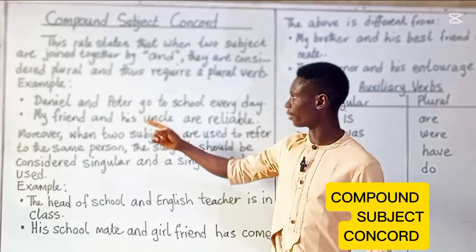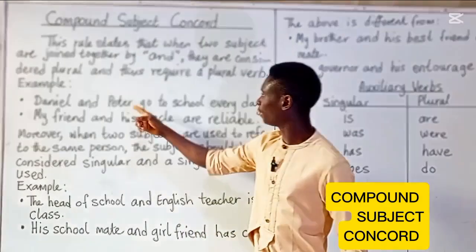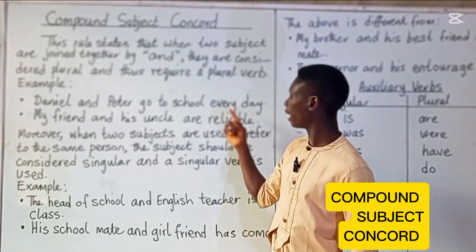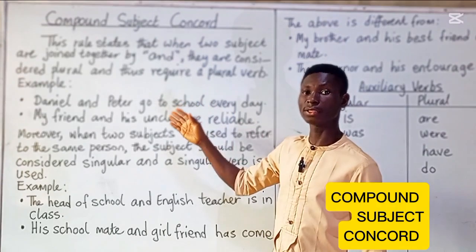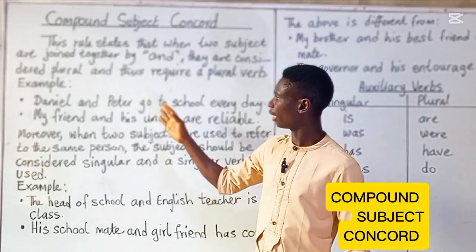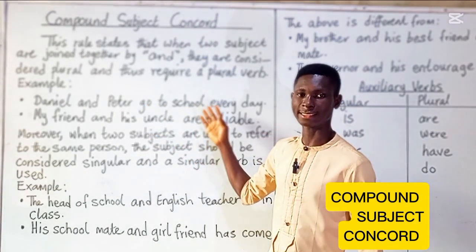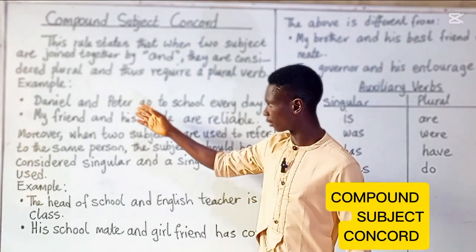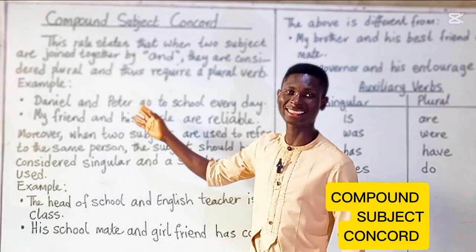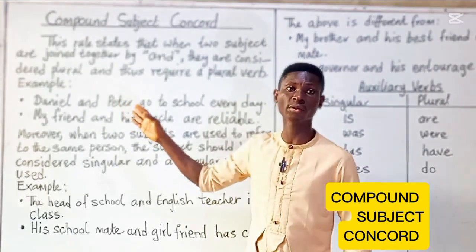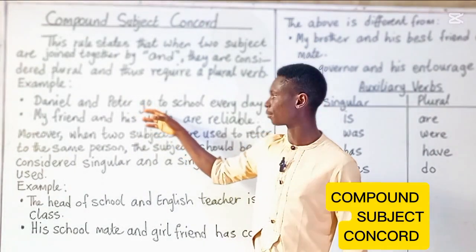Examples are listed here. Number one example is Daniel and Peter go to school every day. In this sentence, the first thing you need to do is to identify the subject of the sentence before the predicate aspect of the sentence. So what's the subject of this sentence? Daniel and Peter, because the subject of the sentence is that part of the sentence before the verb. So immediately after Peter, you have go, which is the verb.